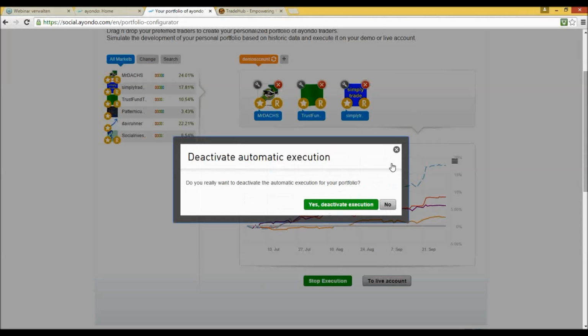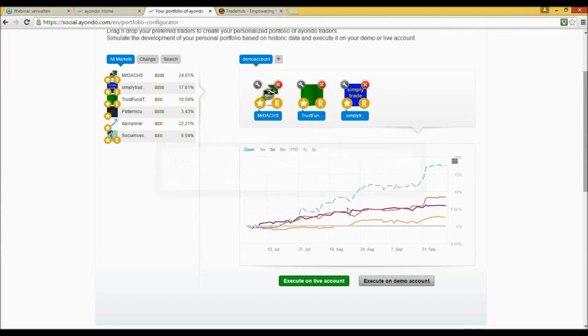So what you need to do now is click to have these traders executed on your own portfolio. At the moment I've got a portfolio executed, so I'm just going to deactivate the execution on those portfolios. What most of you should see now is two buttons at the bottom: execute on live account and execute on demo account.